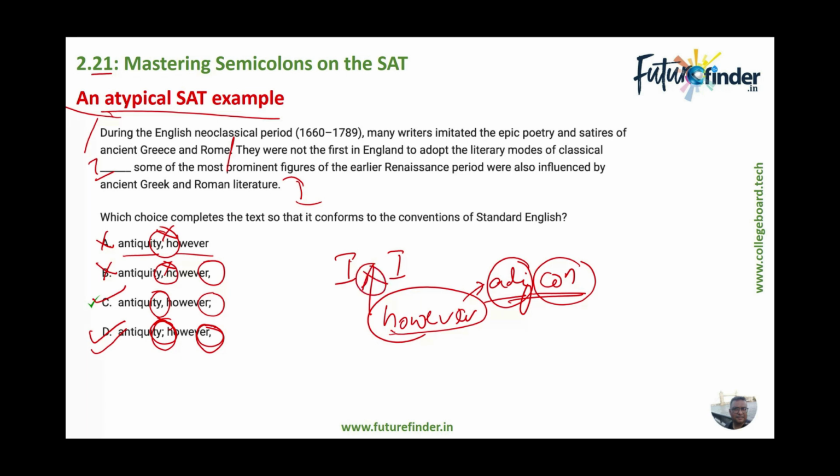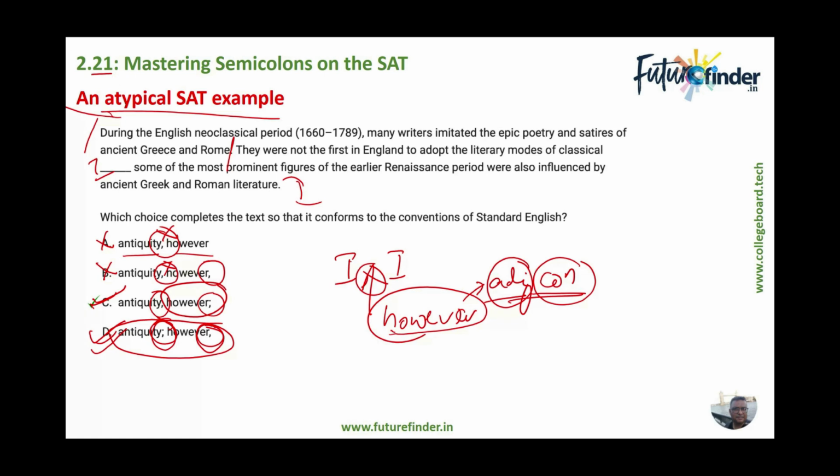So definitely A and B are ruled out. The only options that you stand with are C and D naturally, but D looks to be the most logical by the immediate rule that we have just completed. But in this one, if you actually see, they were not the first in England to adopt the literary modes of classical antiquity. Now, this, however, should be the transition between this statement and the statement that follows.